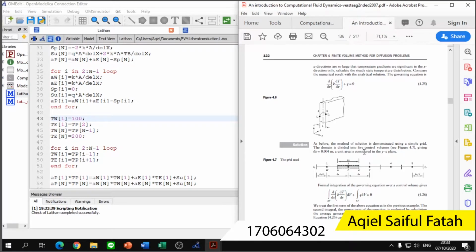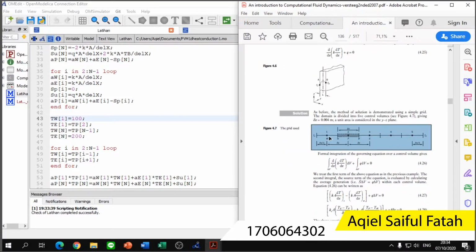Now, TW is the temperature at the most west node, which is why it's called TW. And TE is for the one in the east, where the west is on the left hand and the east is on the right hand. It's not something that is constant; we just define it ourselves. So TW is TA and TE is TB. So TW equals 100, TE equals 200, and then the TE1 equals TP2, and the one below it is just as is. It's the looping of the code itself.